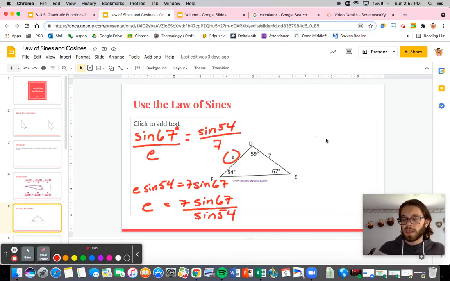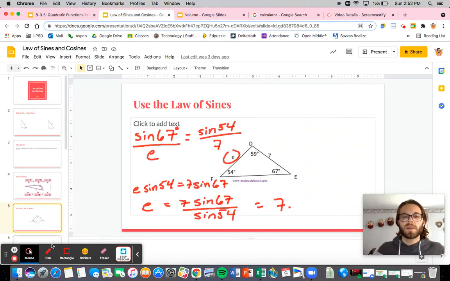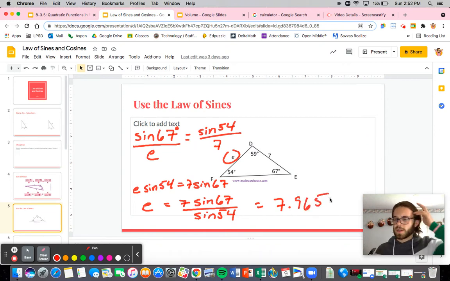It doesn't give you a rounding. Usually if you're not given a number of decimal places to round to, you would round to about 3 decimal places, as long as you're consistent. Stick with something. As you can see here, we knew it would be bigger than 7. We knew it wouldn't be that much bigger, right? The biggest angle is only 67. So it makes sense that this number is a reasonable answer.